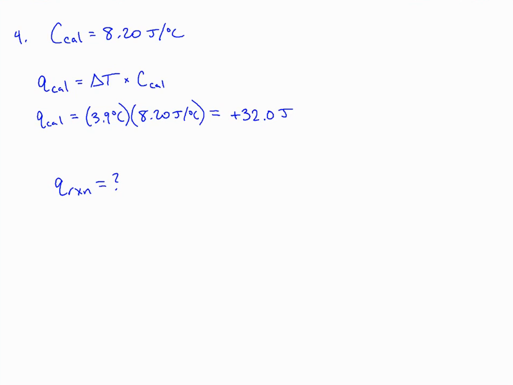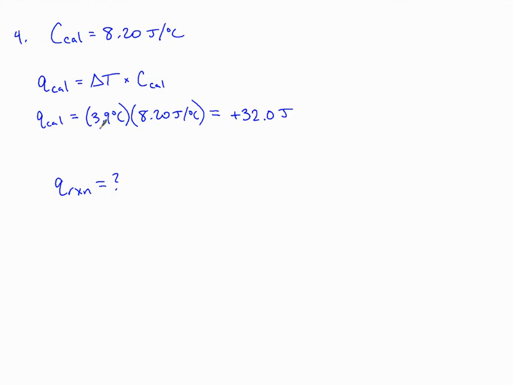But let's go ahead and read the question. In problem 3 above, the calorimeter has a heat capacity of 8.2 joules per degree Celsius. If a correction is included to account for the heat absorbed by the calorimeter, what is the heat of the reaction? So here's what they're telling us. The specific heat of the calorimeter is 8.20 joules per degree Celsius. So for every 1 degree change in temperature, this is how much energy is lost. And ours went up by 3.9 degrees Celsius.